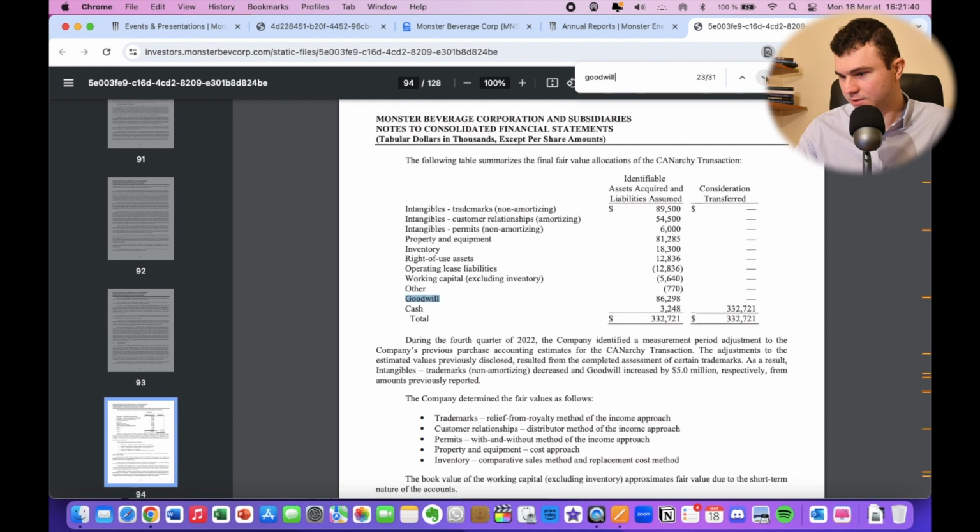Hi, it's Chris from editing. I think I missed this information during the video, but on this page, at the top of the screen, you have: the following table summarizes the final fair value allocation for an acquisition, and you see what is bought with the acquisition. In this table, you have intangibles, trademarks, customer relationships, permits. So I would say the intangibles are all these things: the brands, trademarks, customer relationships, and permits.